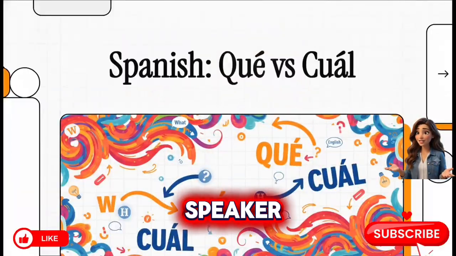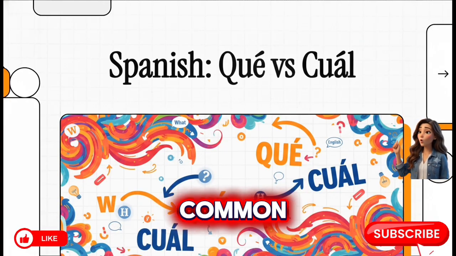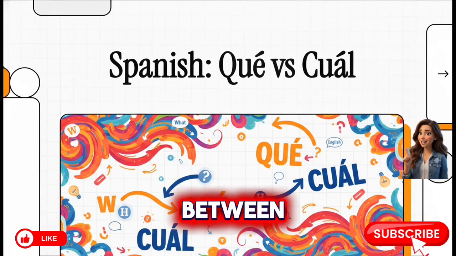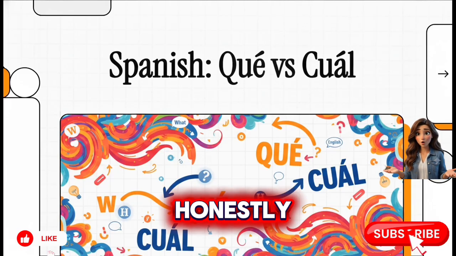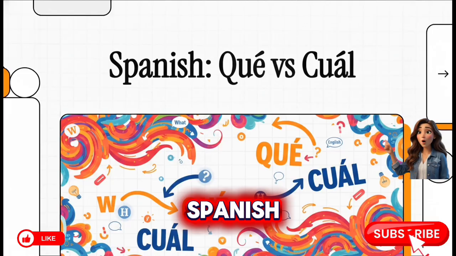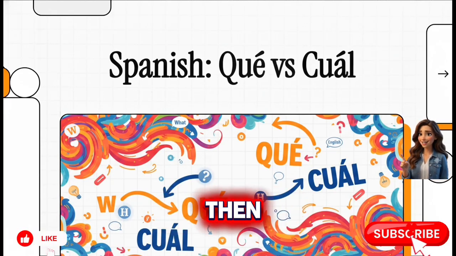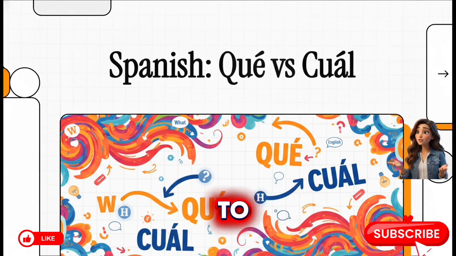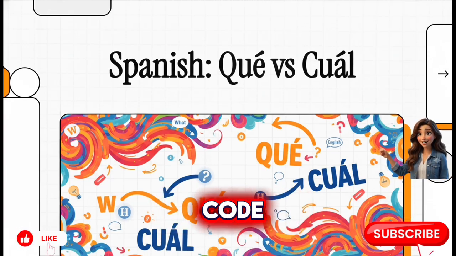If you're an English speaker learning Spanish, I can almost guarantee you've bumped into this incredibly common roadblock. It's the epic battle between qué and cuál. In English, we have what and which, and it's honestly pretty straightforward. But in Spanish, it can feel like a total trick. Sometimes what is qué, but then out of nowhere, what translates to cuál. It's super confusing, but don't worry at all, we're gonna crack the code together today.